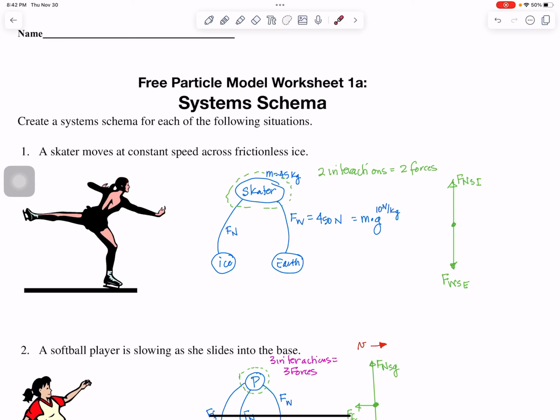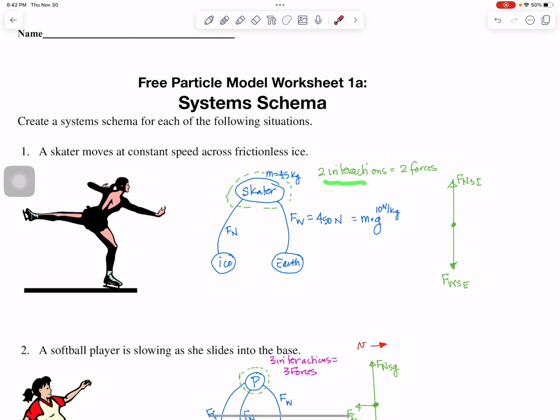Okay, here is a review of the free body diagrams that you should have constructed from the system schema. So for number one, you want to draw a boundary around the skater. And I should also say, in case you did not read the instructions, you must correct your problems and you will be turning in your corrected worksheet to show that you listened to the video. And you have to have everything correct in order to get full credit. So, boundary around the skater.